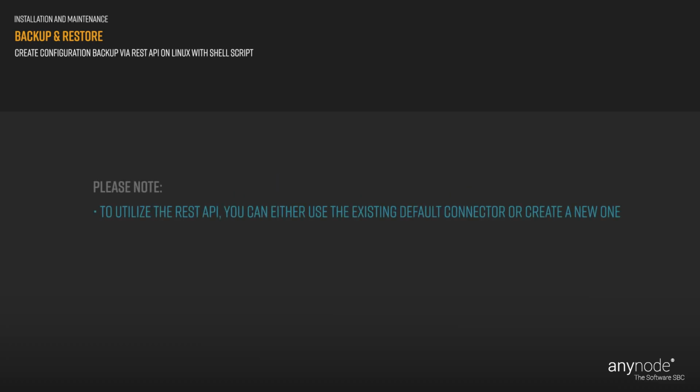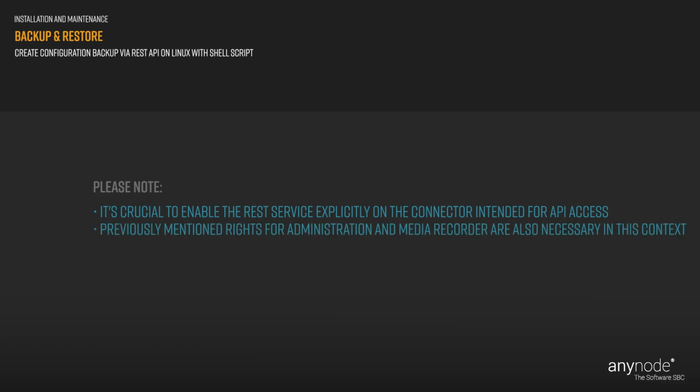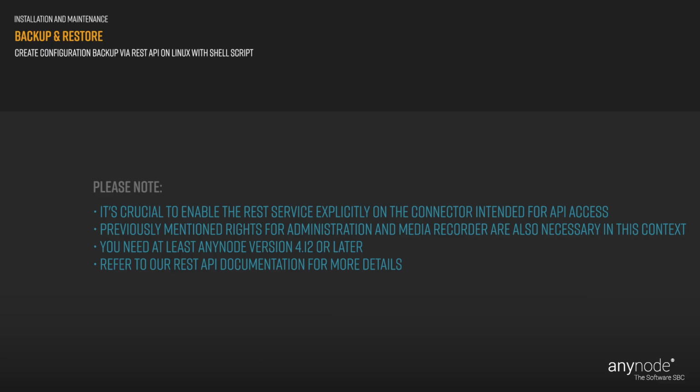To utilize the REST API, you can either use the existing default connector or create a new one. It's crucial to enable the REST service explicitly on the connector intended for API access. Please note that the previously mentioned rights for administration and media recorder are also necessary in this context. You need at least anynode version 4.12 or later. Refer to our REST API documentation for more details in the following steps in the Web Server Connector Assistant.